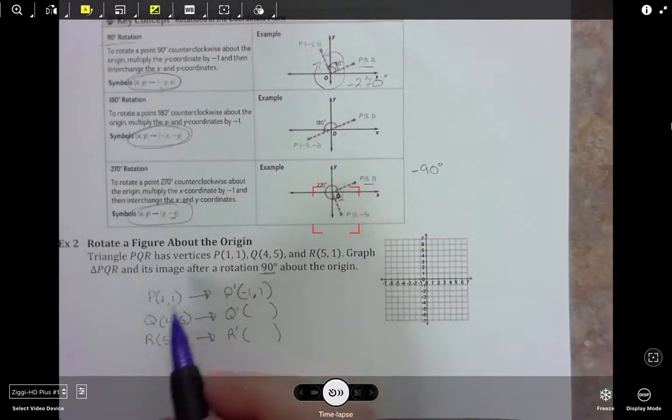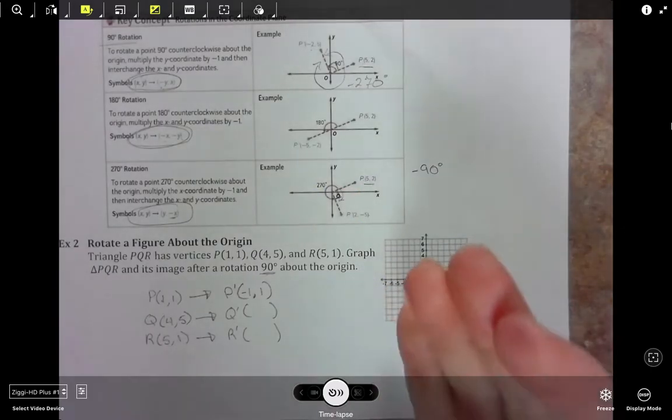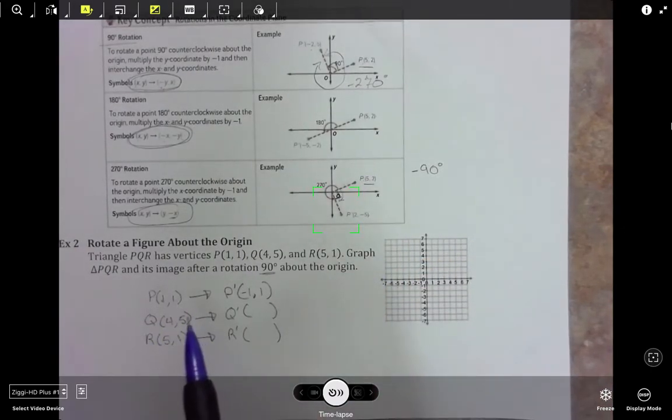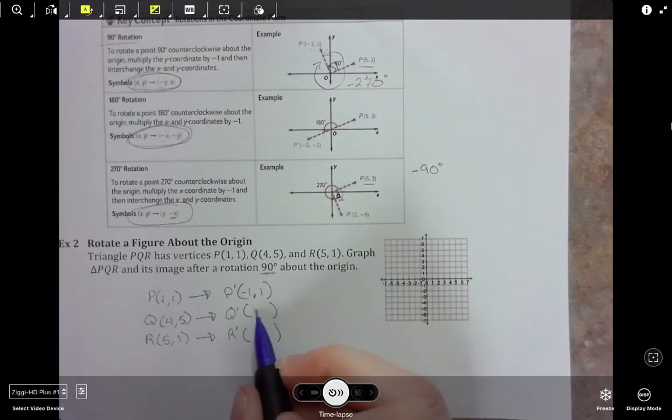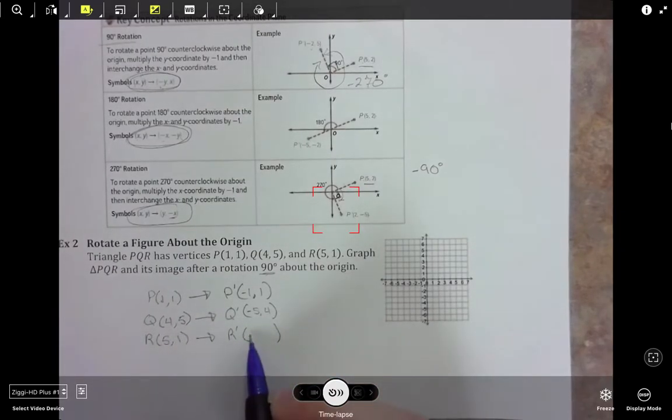If you're wondering if that coordinate is already negative, then it just becomes positive. You just change the sign of it. So 4, 5 will become 5, 4, but that first coordinate will become negative. If it's already negative, you make it positive. 5, 1 will become 1, 5, and the first coordinate will be negative.